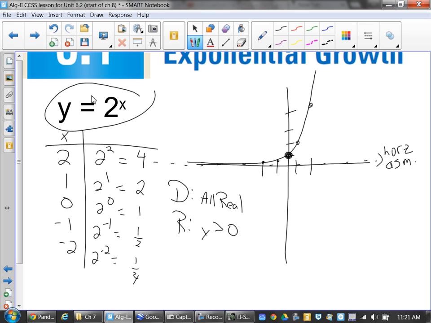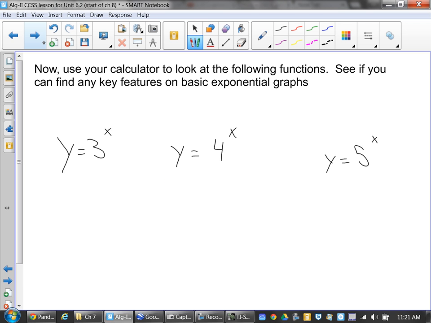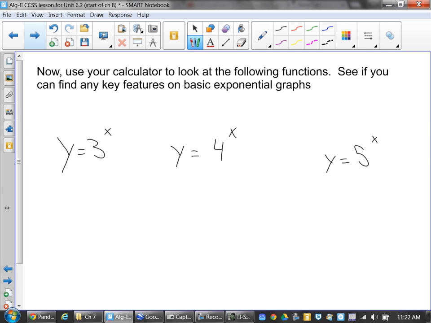All right. Now, what we're going to do is look at a bunch of different graphs like that. 2 to the x, 3 to the x, 4 to the x, all that kind of stuff. And what these are called... I want you to take a second and plot these, instead of doing it like this, pick a different value here.